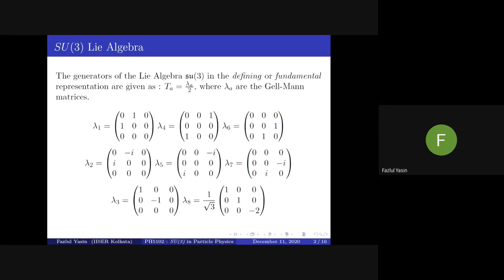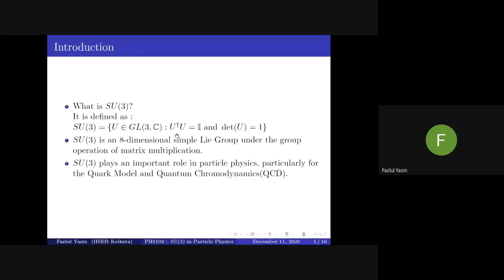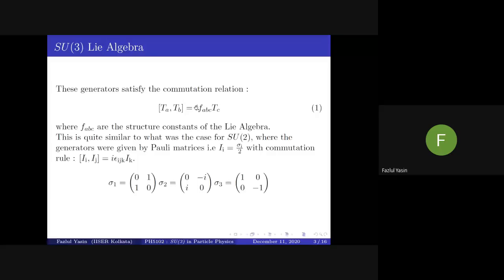The traceless requirement comes from the unitary requirement, and we'll find this as a general element of the group can be represented as the exponential of i times a linear combination of the generators, which gives us that these generators must be traceless. These generators are found to satisfy this commutation relation, where the f_abc are structure constants of the Lie algebra.